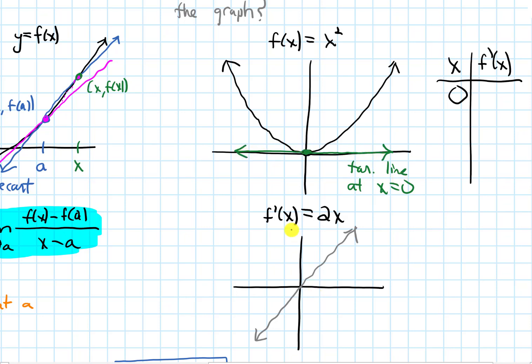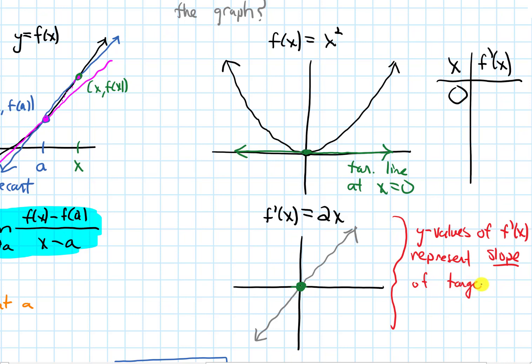So if I go to the derivative graph, and I draw the point where x is 0, notice at this point the y value is 0. And in general, that's what the y values, or the outputs of the derivative, tell us. The y values of the derivative are supposed to represent the slope of the tangent lines to f. So the fact that at this point the y value is 0 is telling me that in the original function, the slope of the tangent line should be 0. And it is, if I look at it visually.